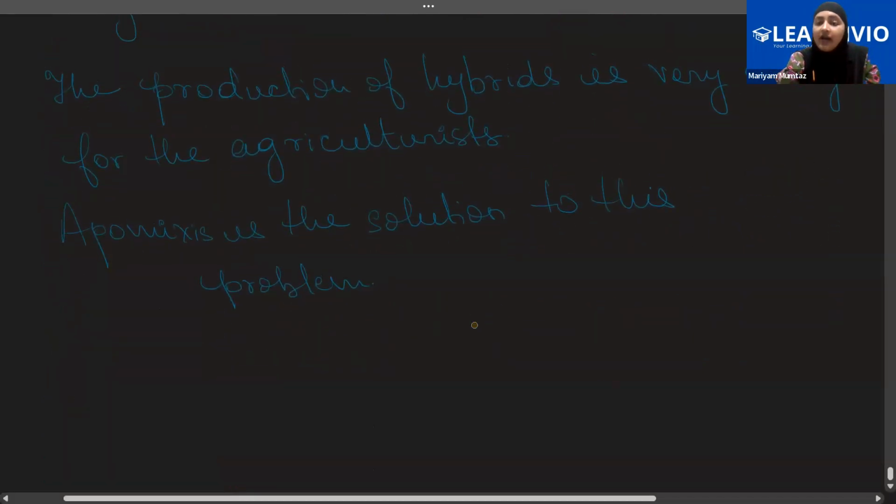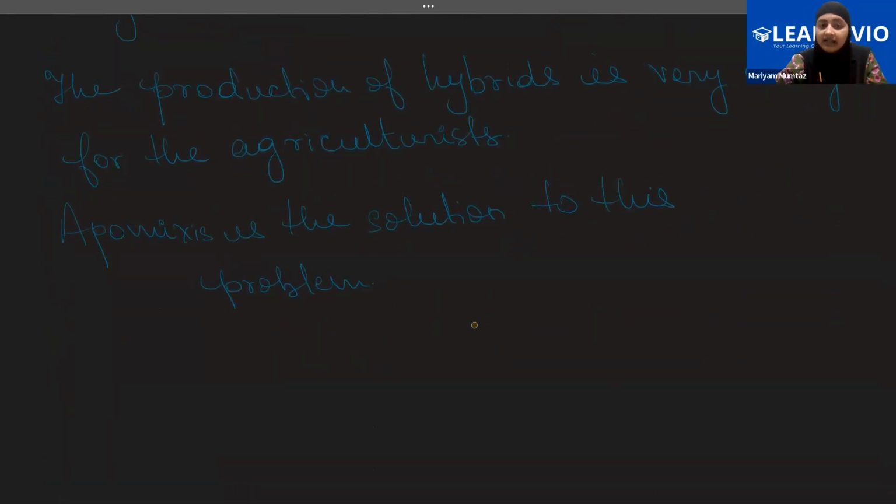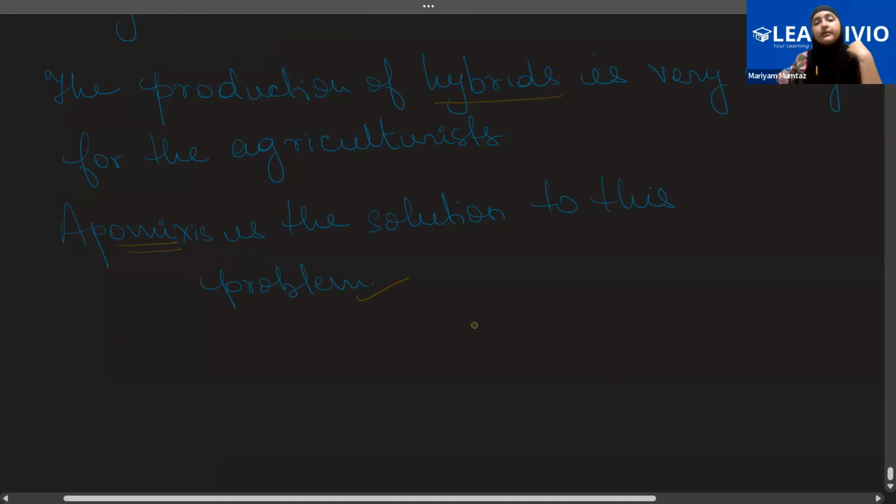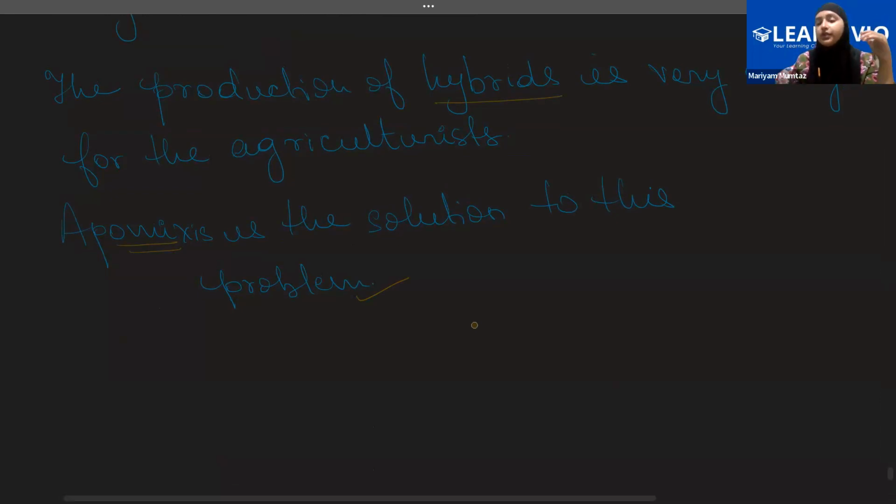Now, the production of hybrids is very costly for agriculture. So that is why apomixis is the solution to this problem. Hybrids are made when two superior parents are crossed, but that costs a lot of money. Apomixis is something that naturally happens. Fertilization is not needed, meaning that much time is not needed, and the seed is still formed. So it is very great for human use because it's not costly at all.